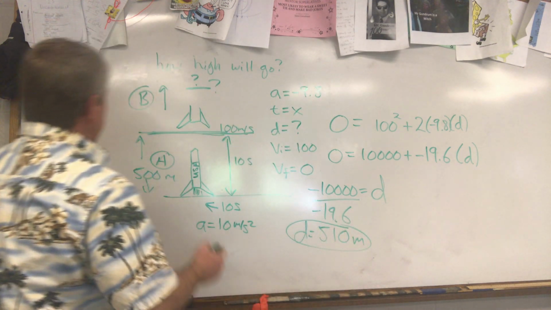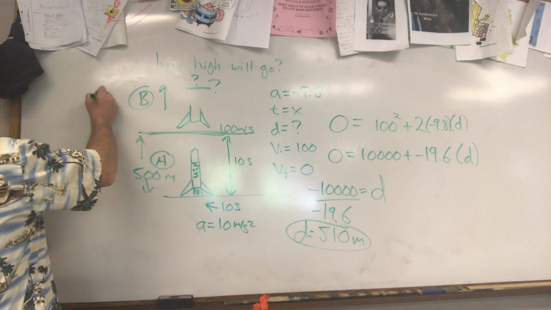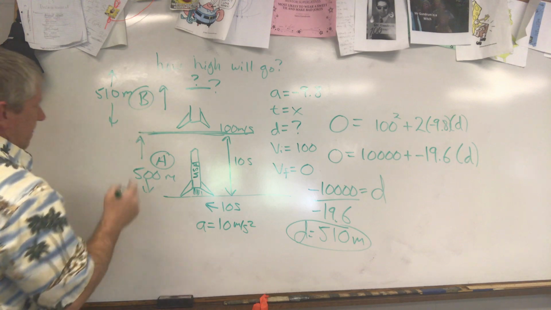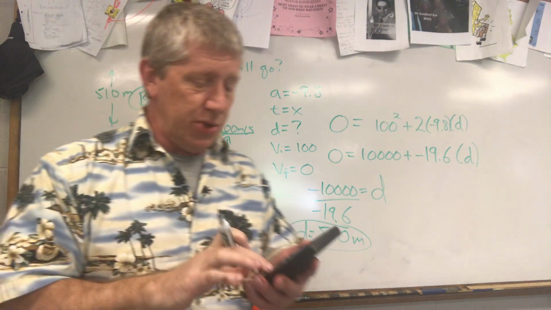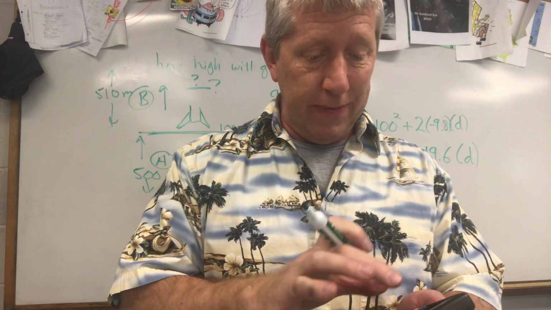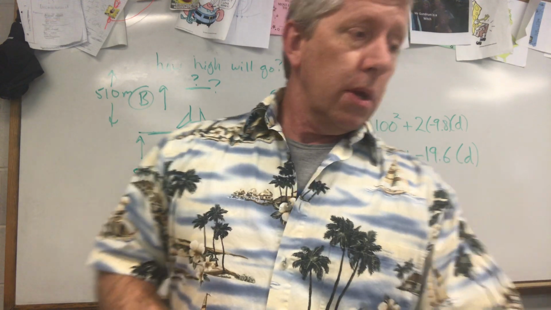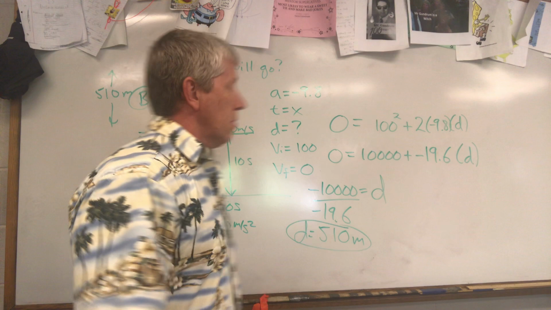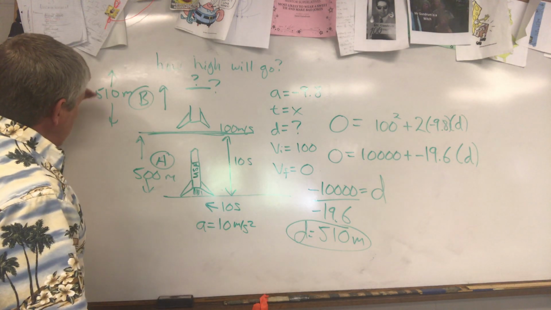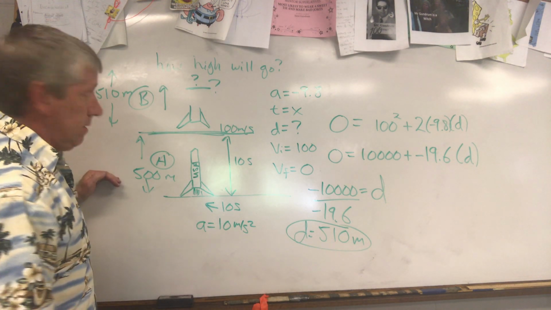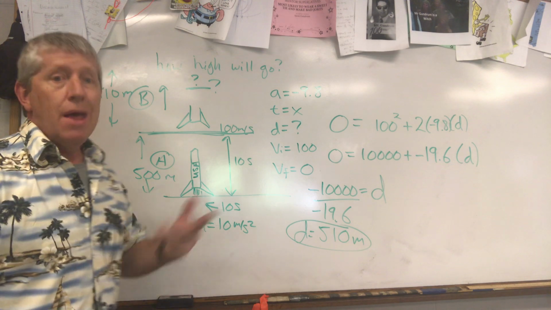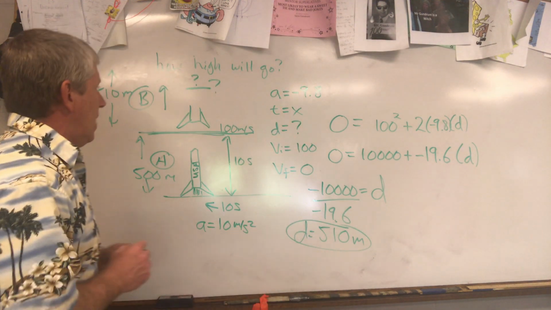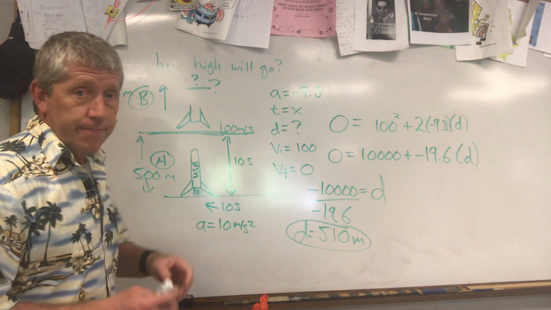So for part B, the distance is 510 meters. Now, do you remember the original question? The one so long ago, it was like 15 minutes ago, for crying out loud. Long problem, but I like it. Total height, add them together. 510, 500, 1,010 meters. 1,010 meters is how high that rocket will go.